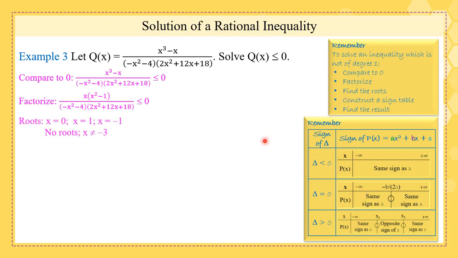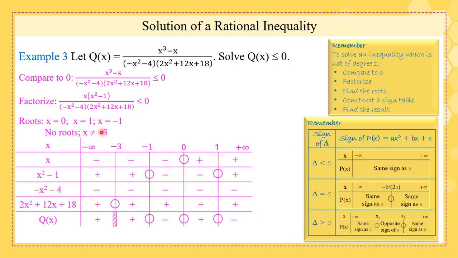Now we find out the roots. In the numerator we have x equals 0, x is 1, and x is negative 1. In the denominator, now the first factor doesn't have any root because delta is negative, and the root of the second factor is negative 3. But remember, we put it as x doesn't equal negative 3 because it is in the denominator.